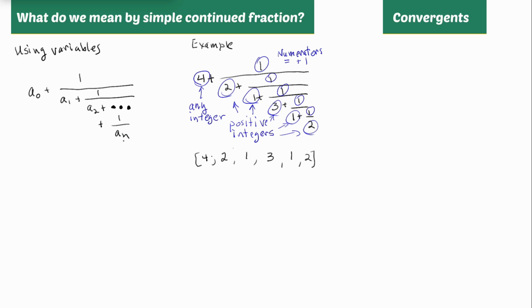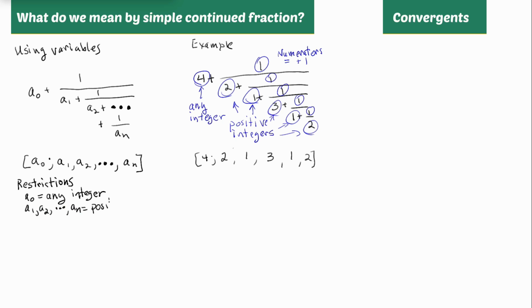And if we write it using brackets, it looks like this. Now let's write down the restrictions. The first number, a sub 0, can be any integer. The remaining ones, a sub 1 through a sub n, are all positive integers, and the numerators all equal positive 1. Before we move on to convergence, there are a few more things to mention.